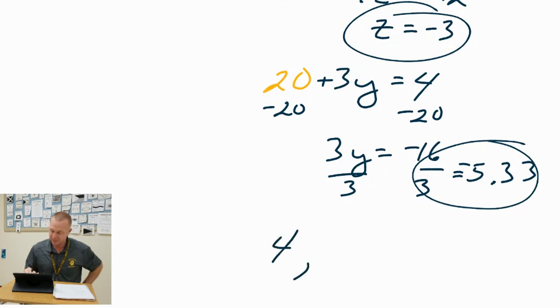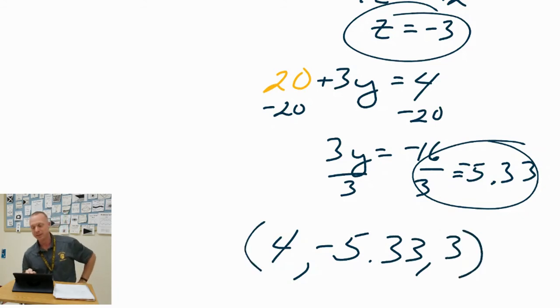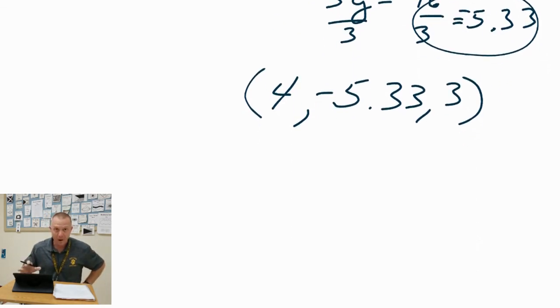which you may have noticed that the first time I did this, I wrote it as an ordered pair. It's actually an ordered triplet because we have three numbers. Is that still a point? Like, how do you graph the point 4, negative 5.33, 3? Well, it's a three-dimensional point, and it's hard to do three dimensions on two-dimensional paper.